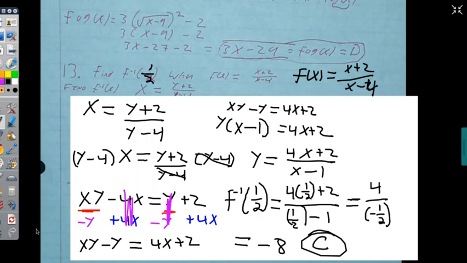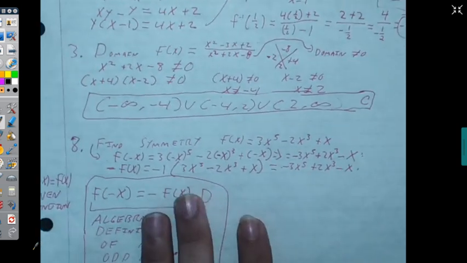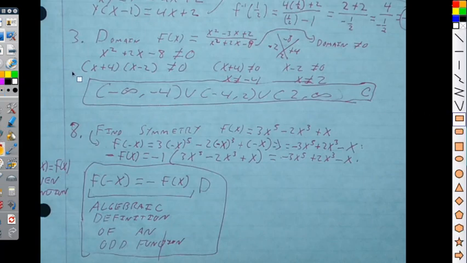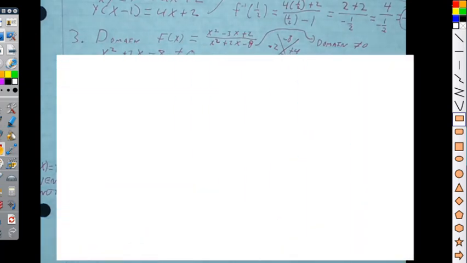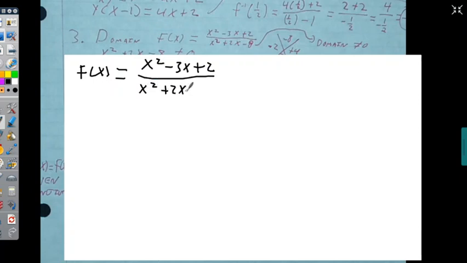All right, clearing annotations. Clearing objects. All right, problem 3. We need to find the domain of f of x when f of x is equal to x squared minus 3x plus 2 over x squared plus 2x minus 8. So f of x is equal to x squared minus 3x plus 2 over x squared plus 2x minus 8.